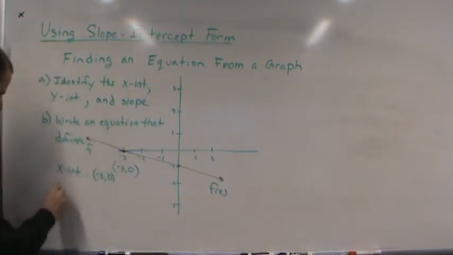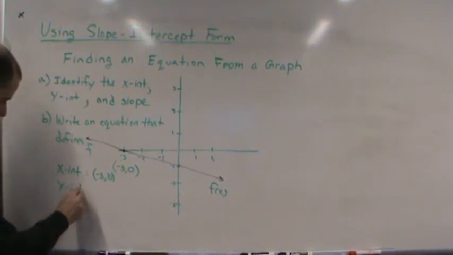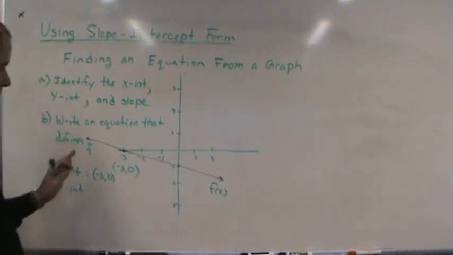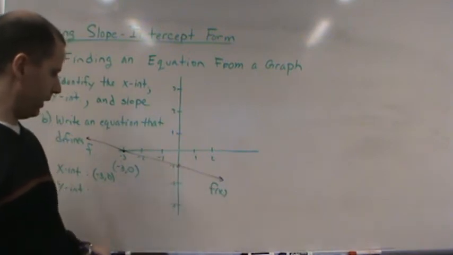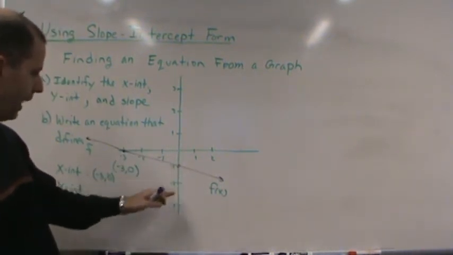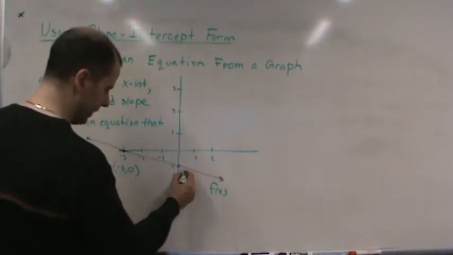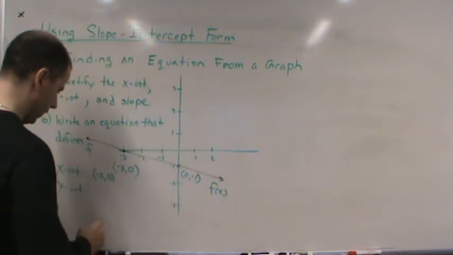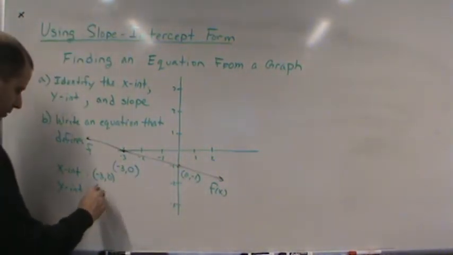Okay, and then the y-intercept is where the graph crosses, intersects, or intercepts the y-axis. So we see that it intersects at 0, -1. And so we know that that's going to be the y-intercept.